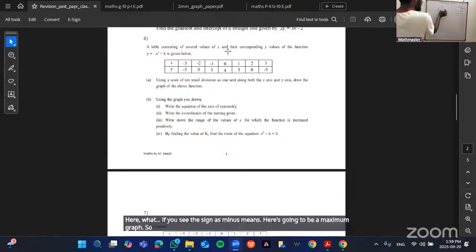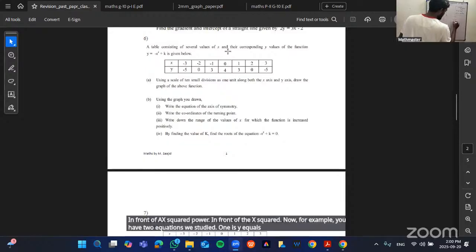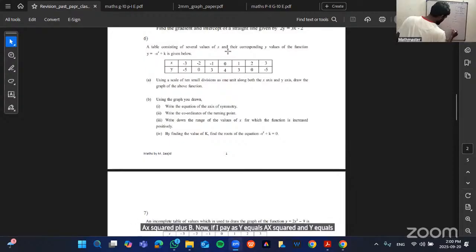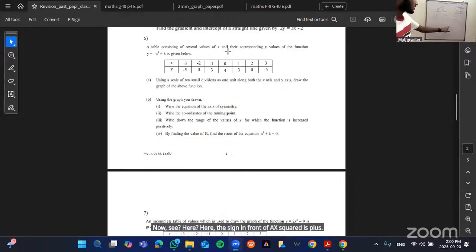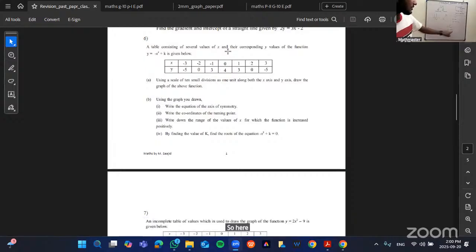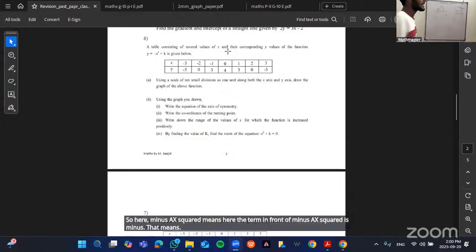So where does this sign come? These signs come in front of the ax squared part. For example, we studied two equations: y equals ax squared and y equals ax squared plus b. Now, if I take y equals ax squared and y equals minus ax squared, see here the sign in front of ax squared is plus. So plus means this should be a minimum graph. But in the second one, y equals minus ax squared, the sign in front of ax squared is minus. That means it should be a maximum graph.